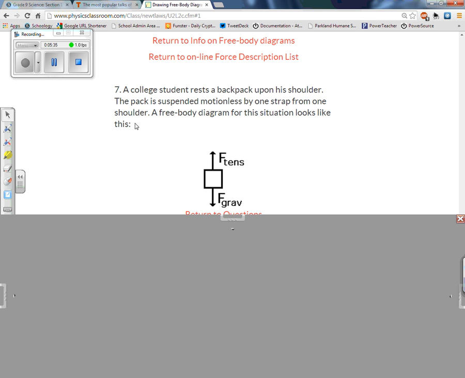College student rests a backpack upon his shoulder. The pack is suspended motionless by one strap from one shoulder. So you got tension up, gravity down. And they are balanced because it's not accelerating up or down, right? Doesn't matter if he's carrying it as he walks down the street.